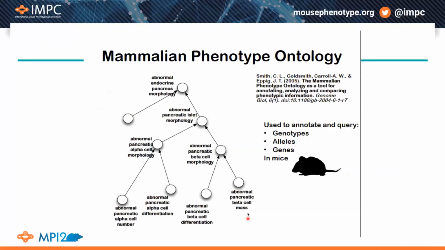And so here's an example where you're looking at abnormal pancreatic beta cell mass. And if you're not familiar with the ontologies, they're what are called DAG structures. They're graphs where you have parent-child terms. A child is always a more granular description of the parent, and in some cases you can have more than one parent. And we'll come back to the structure of these graphs in a little bit.